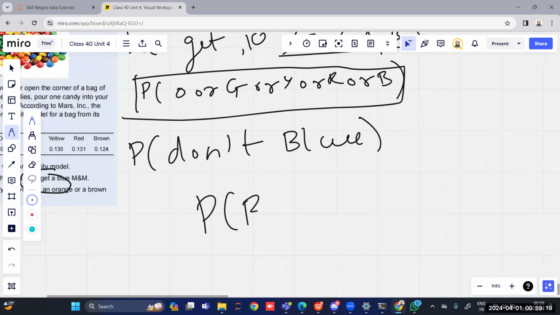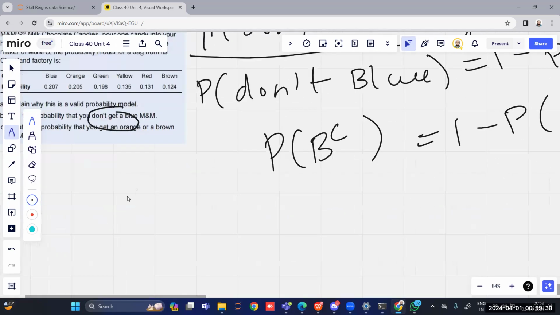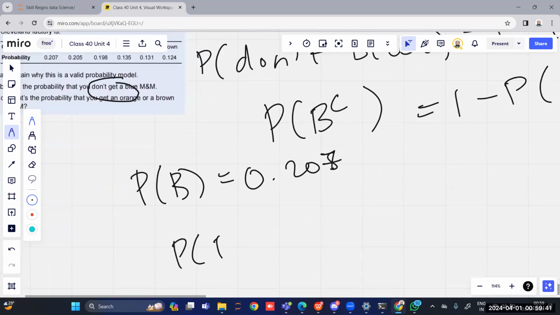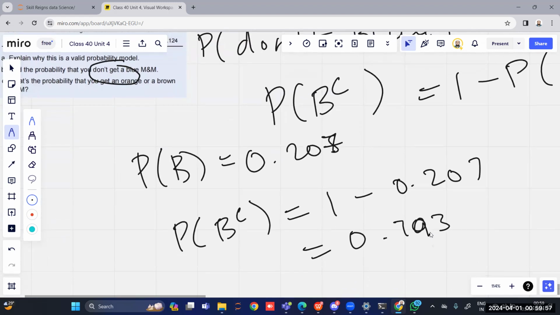This is the probability of B complement. So it will be 1 minus the probability of blue. Yes or no? Correct. So we need to find the probability of blue first of all. What will be the probability of blue? It is 0.207. Correct? So what will be the probability of blue complement? It will be 1 minus 0.207, so it will be 0.793. Yes or no? Correct? Yeah. So that is the blue complement.